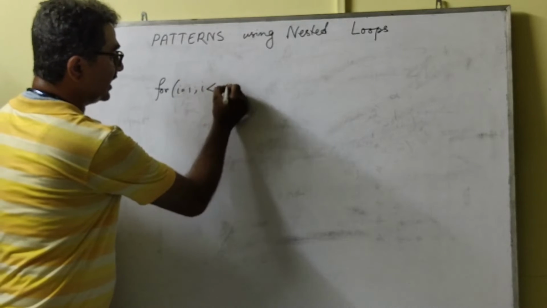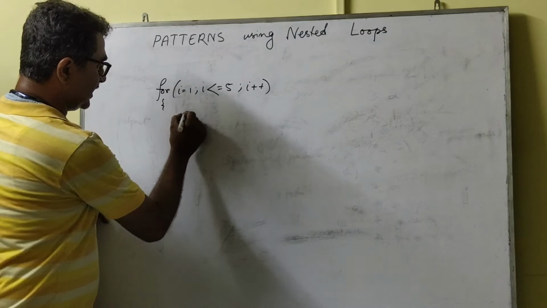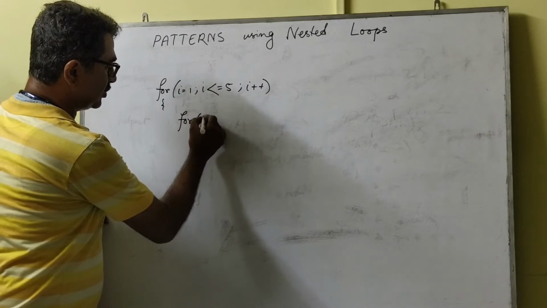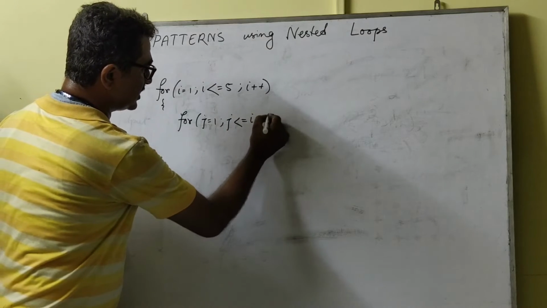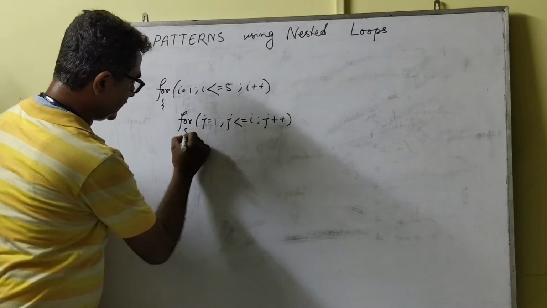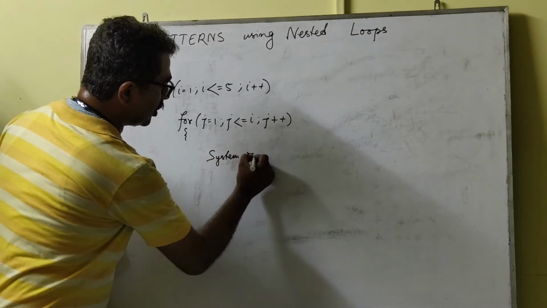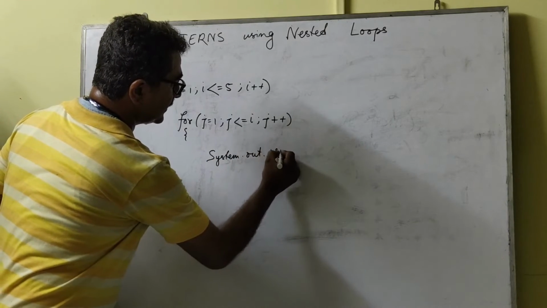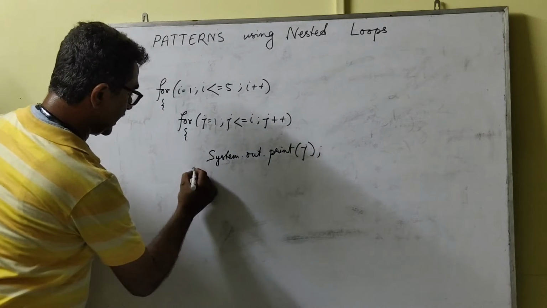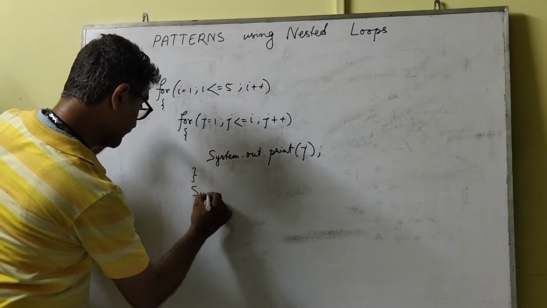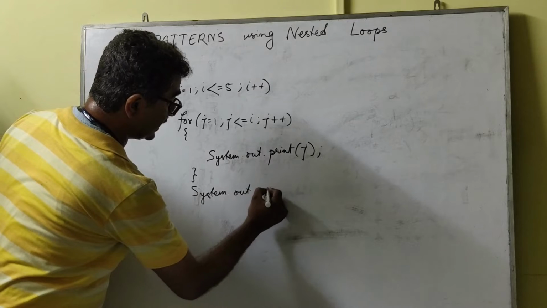for i equal to 1, i less than equal to 5, i plus plus. And then we have for j equal to 1, j less than equal to i, j plus plus, System.out.print j, and then we have System.out.println.